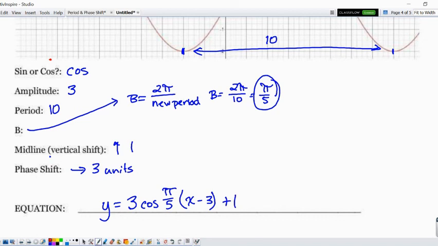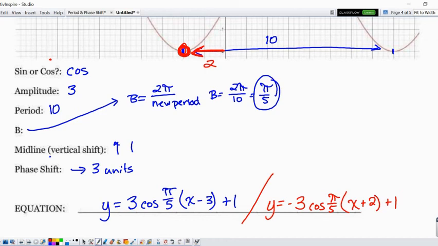If we had decided instead to go with this reflected cosine graph, we could do that as well. Choice is totally yours. If we go with a reflected cosine graph, it changes our phase shift. We've moved to the left by 2 units. So just to show you what that would look like, Y equals -3, the amplitude doesn't change. Cosine pi over 5, because the period is still 10 units. But in this case, we'd write x plus 2, then our vertical shift would be the same. If you went to Desmos, typed in both of these equations, they would look exactly the same on the graph.